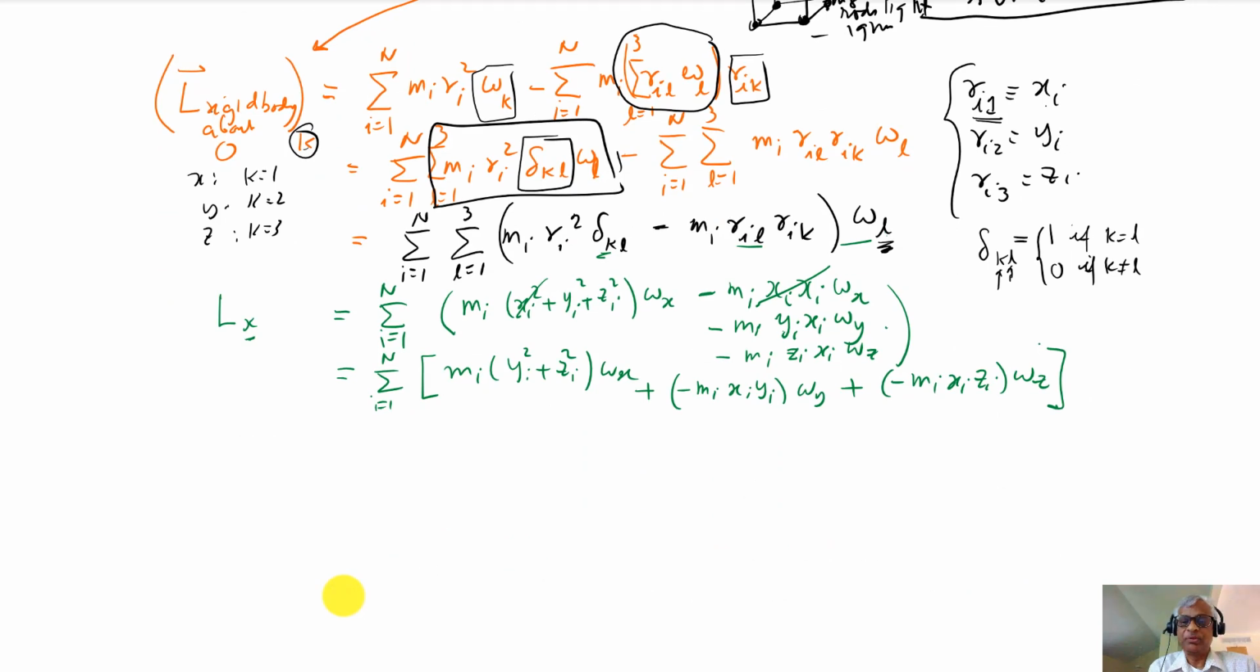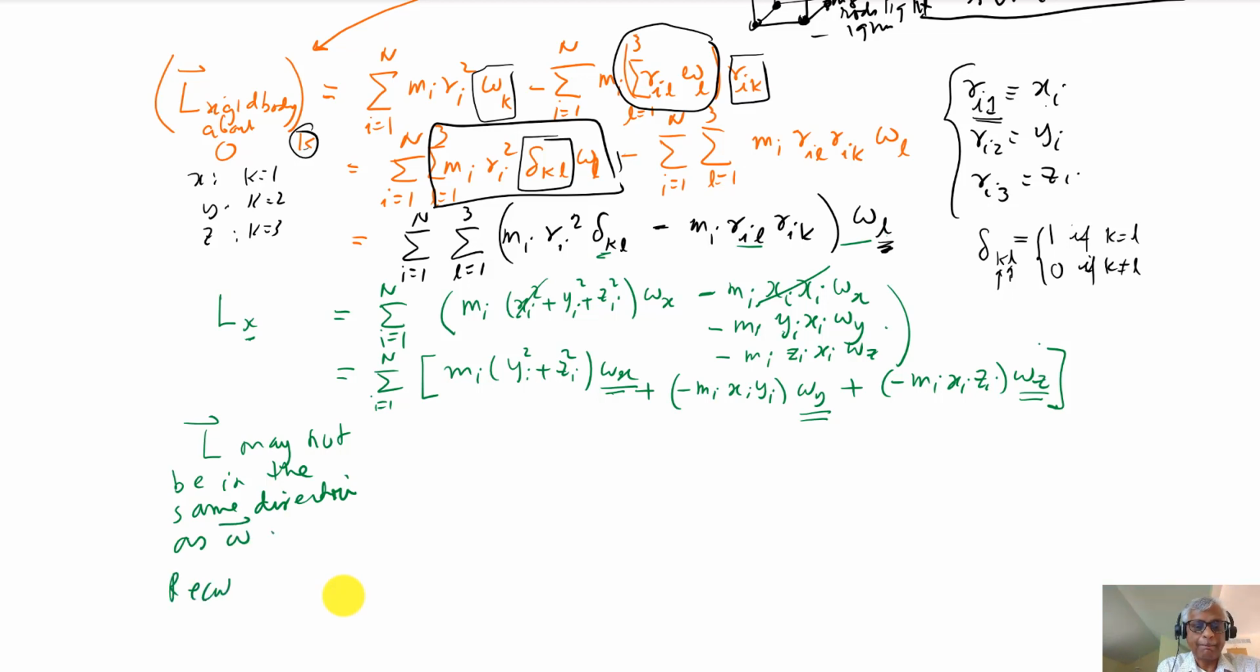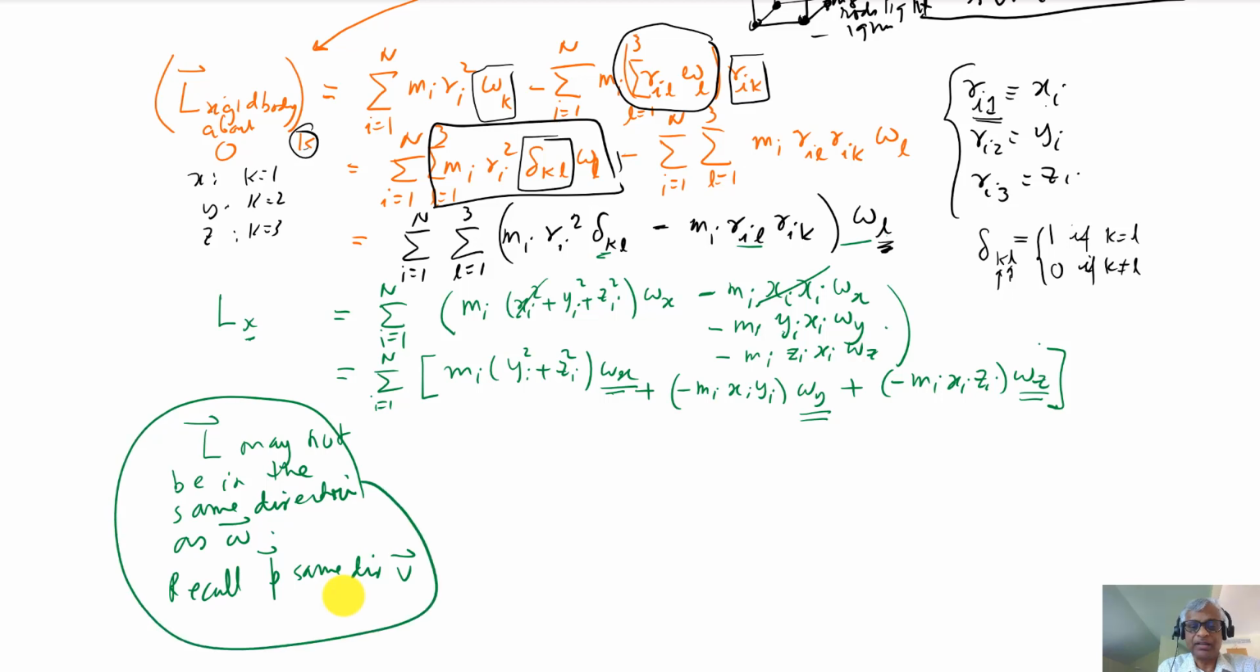So we have that the x component of angular momentum depends on the x angular velocity, y angular velocity, and z angular velocity. So if I combine all of this, L may not be in the same direction as omega. Recall linear momentum p is in the same direction as v, but for L it may not happen. This is one of the complications that happens.